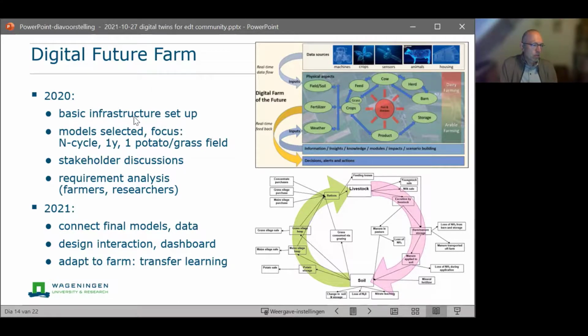As you can see, in 2020, we started with the basic infrastructure setup. And here again, there is quite some detection and sensoring happening already on a farm, but we are afraid that we need to know much more than is being measured so far. So we also need to rely on manual reporting. This is one of the challenges. We need to know the operations of a farmer, for instance, and for that a farmer needs to register it somehow. So that is one of the very practical challenges that we have.